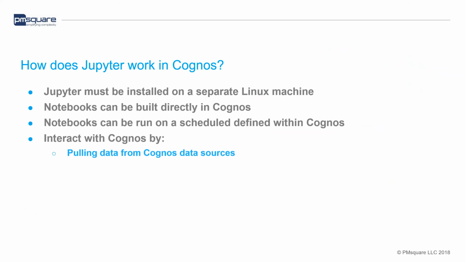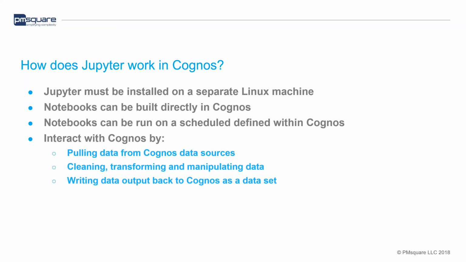And then finally, these interact with Cognos in a number of ways. The first way is that you can create a Jupyter Notebook that is going to pull data from a Cognos data source. Say I uploaded an Excel spreadsheet to Cognos, and now I want to do some more advanced data science or statistical analysis on it. I can access it directly from Cognos. I can do that with a data module, that sort of thing. Jupyter can then, within that framework, clean, transform, and manipulate the data that you pulled out of your Cognos data source, right? So you can do transformations to it. You can then write that output back to Cognos as a data set.